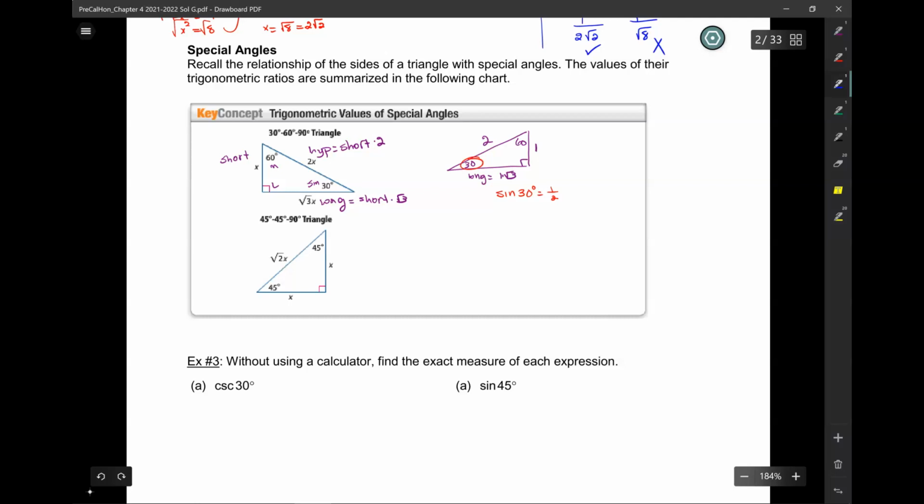Suppose my triangle was different. Suppose this short leg was 7. How big is the long leg? 7 root 3. How big is the hypotenuse here? 14. So, let's go back to this angle 30 now. What's the sine of 30? 7 over 14, which is what? Oh my God, it's 1/2 again. It's always a half. Because whenever you have a 30-degree angle, it comes from the 30, 60, 90 triangle.